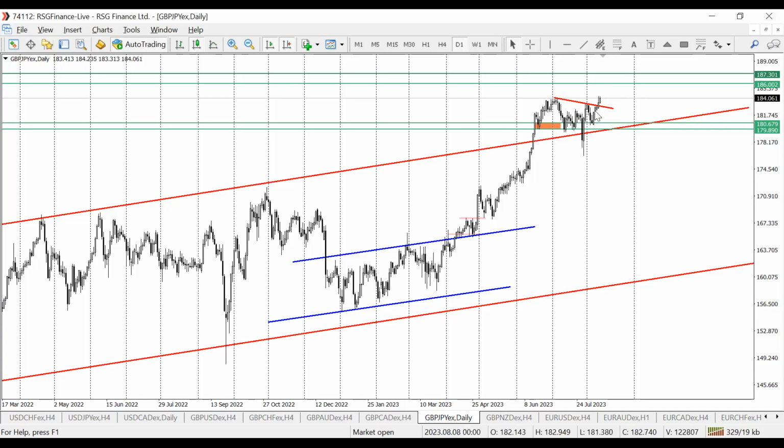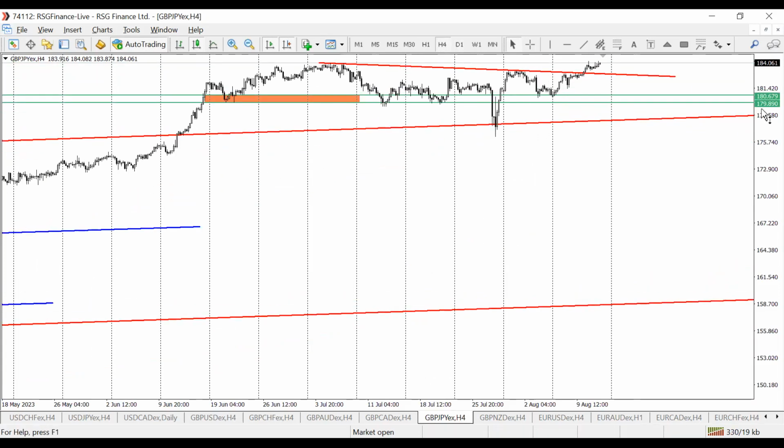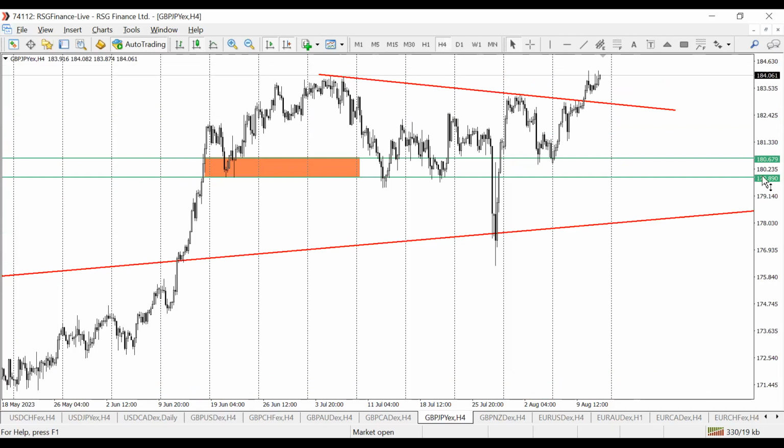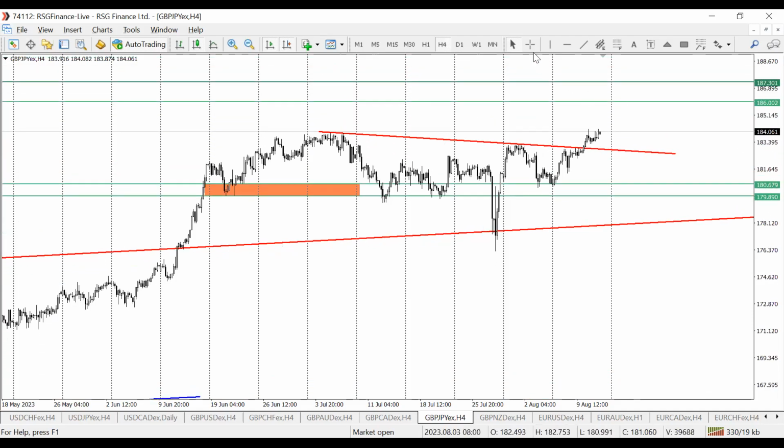But I'm going to be very conservative on this pair, and my first profit target on this will be the 186.00 level. So I can give you all of that. So this is potentially a rally of 194, and if we see a break above here, then we will push up to 187.33. So this is my outlook for GBP pairs.